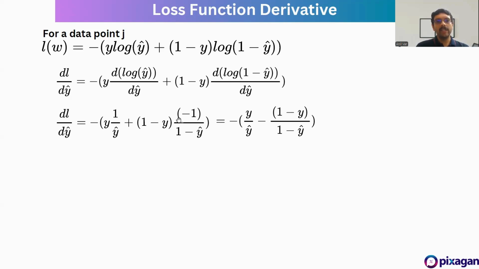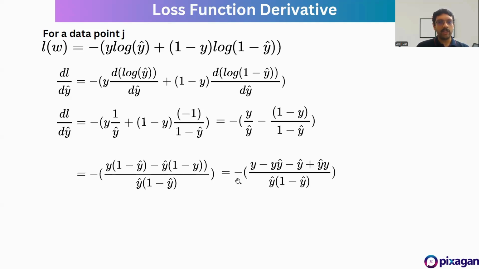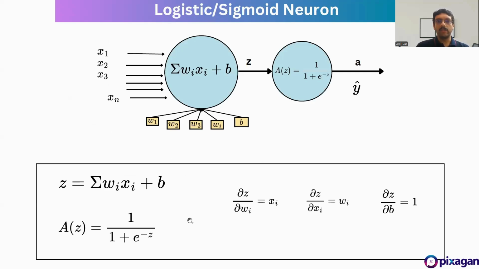You can rearrange this to be minus (1 minus y) by (1 minus y hat). I'm just simplifying it a little more. So you multiply by 1 minus y hat here and y hat here, which is what we've done here. You simplify the expression, and the y hat terms cancel. You're left with minus (y minus y hat) by y hat into (1 minus y hat). Why have I got to this point? We'll see in a minute.